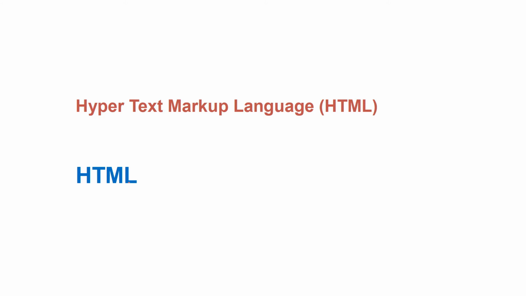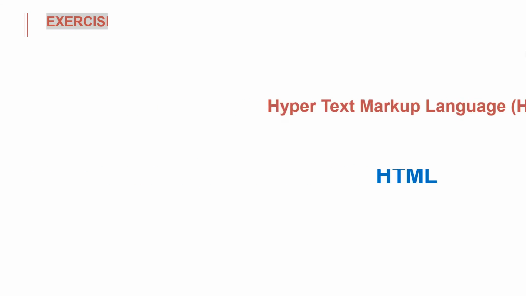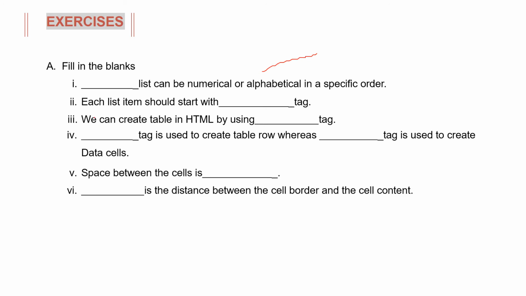So we are looking at the question answers in HTML, hypertext markup language. The first one is fill in the blanks. Dash list can be numerical or alphabetical in specific order. So this is ordered list. Each list item should start with dash tag. So li tag, and this has to be ended also.